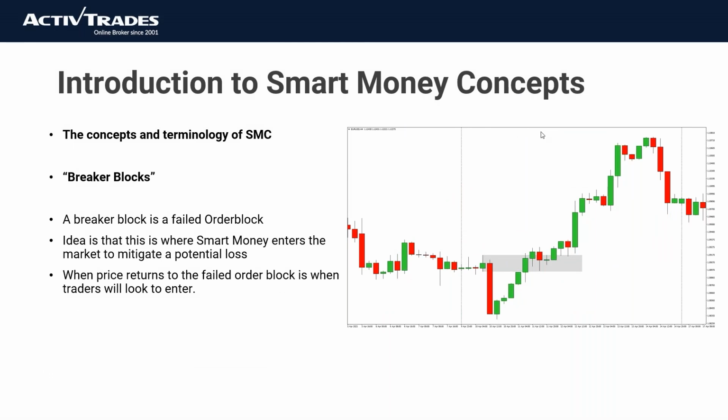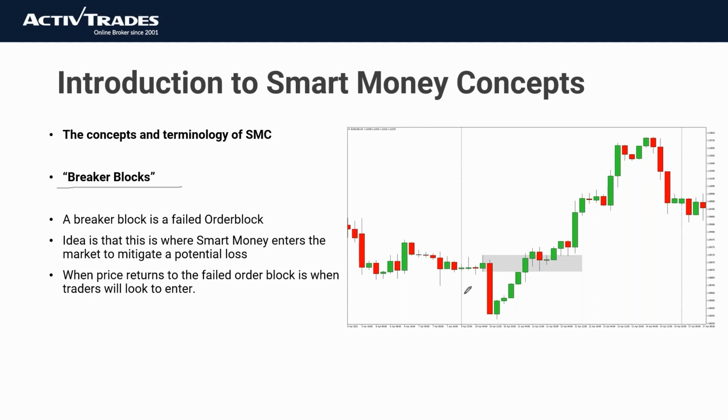And a variation on that, as I said, there's quite a lot. One of them is a thing called a breaker block, and a simple definition of a breaker block is like a failed order block. And the idea is that this is where the smart money is going to enter the market to mitigate a potential loss, and when price returns to that failed order block is when traders will look to enter.